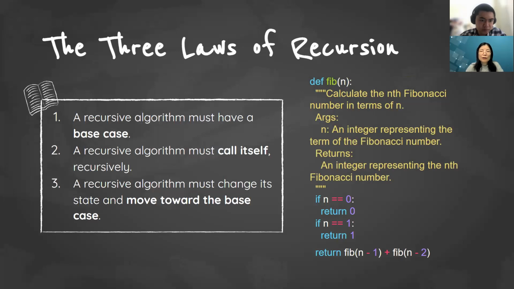There are 3 laws of recursion. Number 1, you have to start with a base case, and then the algorithm must call itself recursively, and move forward from the base case to the number you want to check.